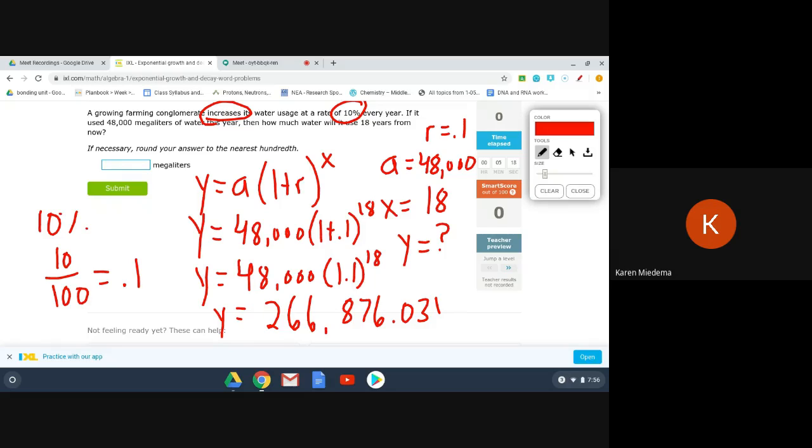It says, if necessary, round your answer to the nearest hundredth. So this here is the hundredths place. The 1 is going to tell the 3 to stay the same. So my answer is 266,876.03. That's rounded to the nearest hundredth.